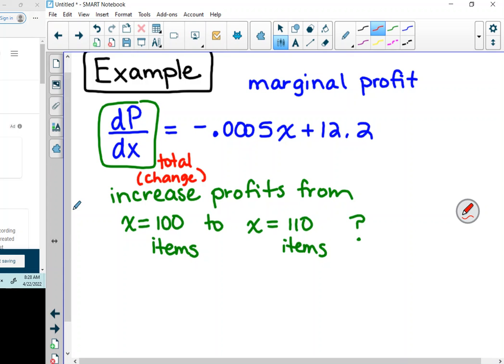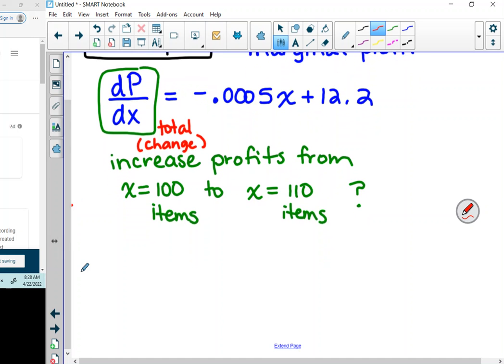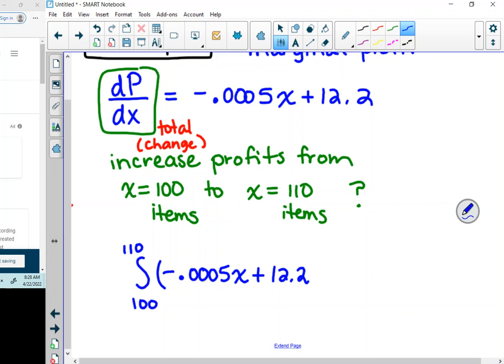Okay, so I don't have a full profit function. If I knew the profit at certain x, I could do the antiderivative and then figure out C and the profit function, calculate the profit at 110, calculate the profit at 100, and subtract those. But ultimately, I really just need to do this. If I go from 100 to 110 of my profit changing function, marginal profit, that calculation will give me the total change.